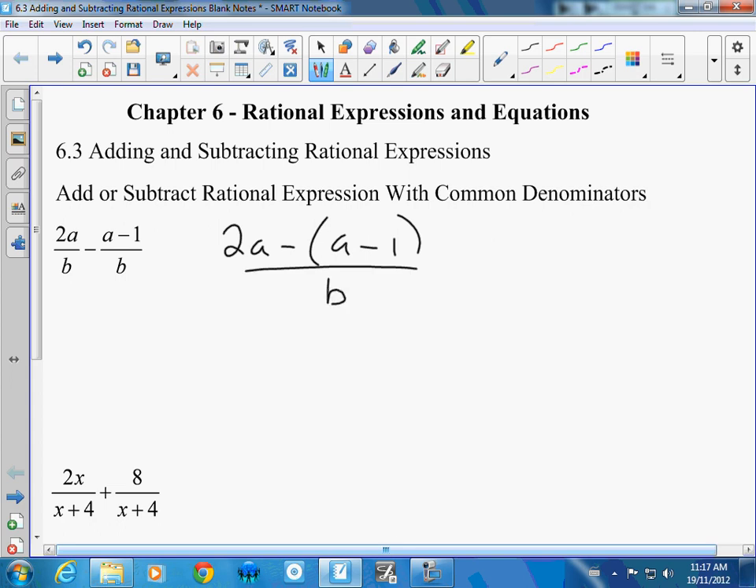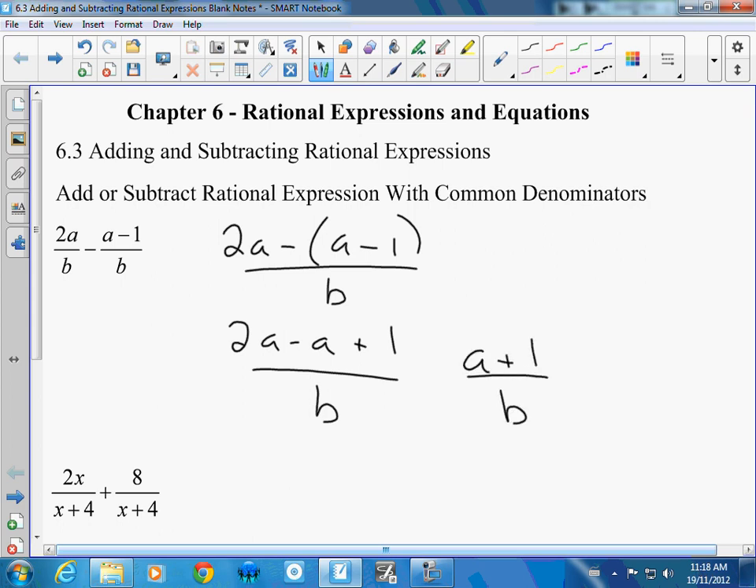Okay, so do the top. What do you do with this negative here? Get rid of it. Distribute the negative. Distributive property. You've been doing it since grade 10. You've done it already now a month. So 2a minus a plus 1 over b. What's 2a minus a? 2a minus a cancels out. So a plus 1 over b.